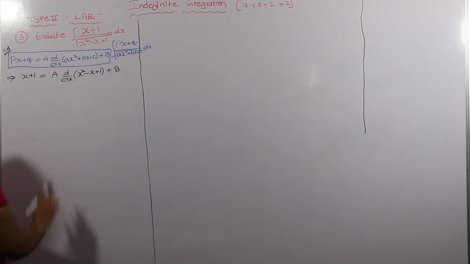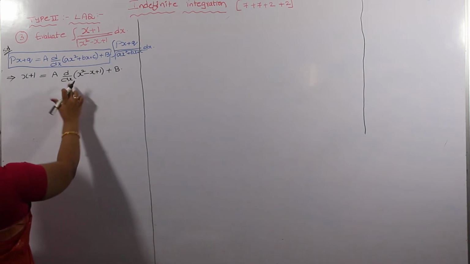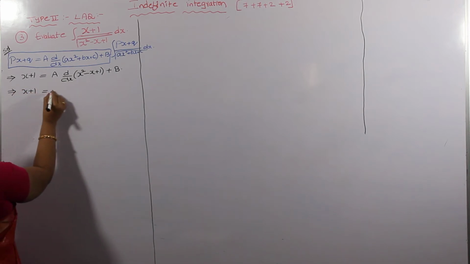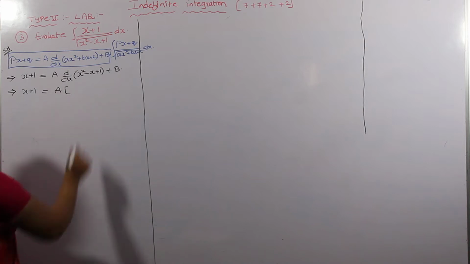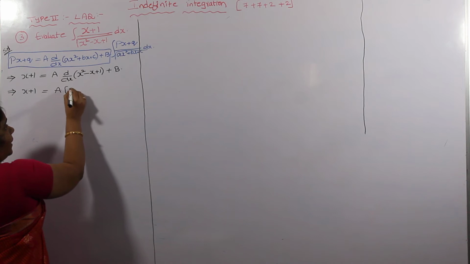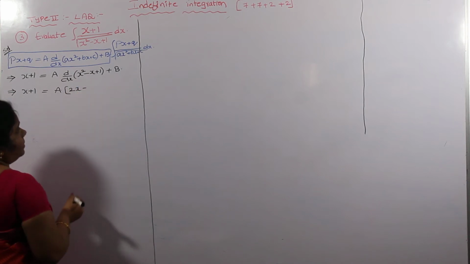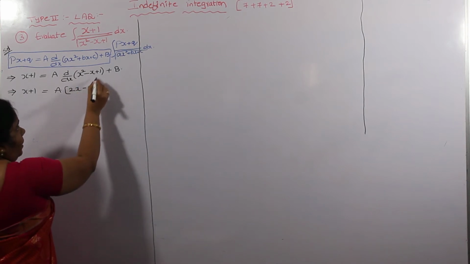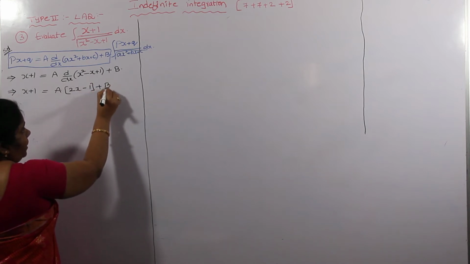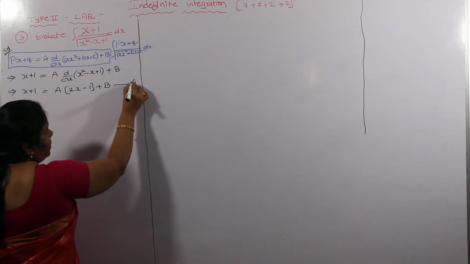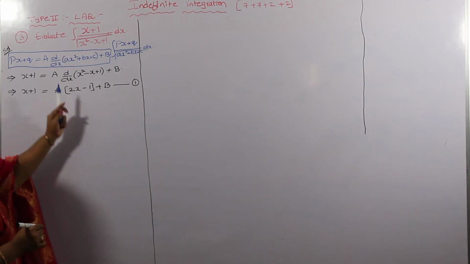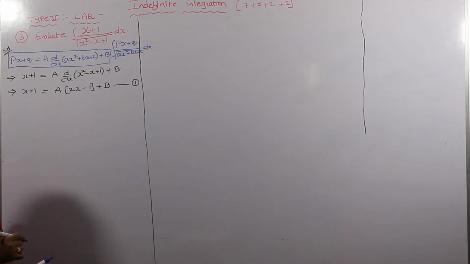After that we take the differentiation. d by dx means differentiation with respect to x. The B is taken as it is. The right side is A into d by dx of x square minus x plus 1. Differentiation of x square is 2x, minus differentiation of x is 1. Constant differentiation is 0, no need of writing. Plus B is taken as it is. After the differentiation step, we take it as 1 compulsory.